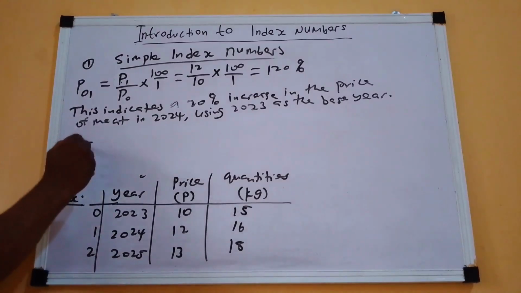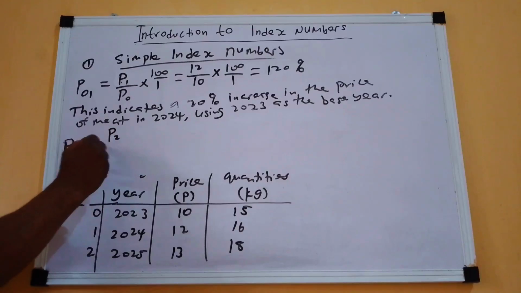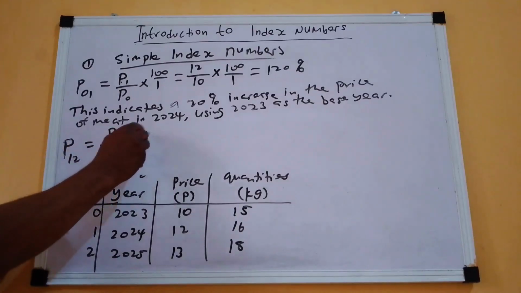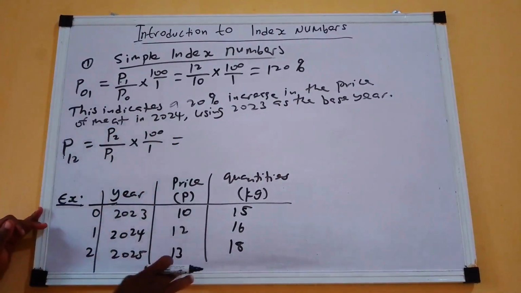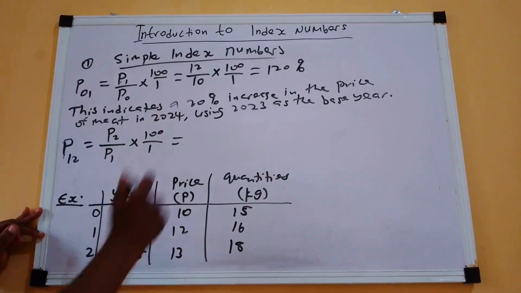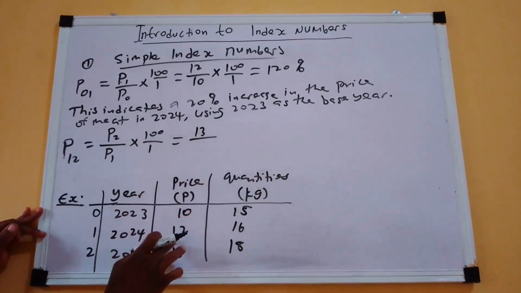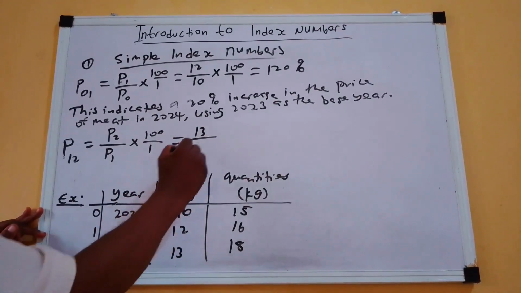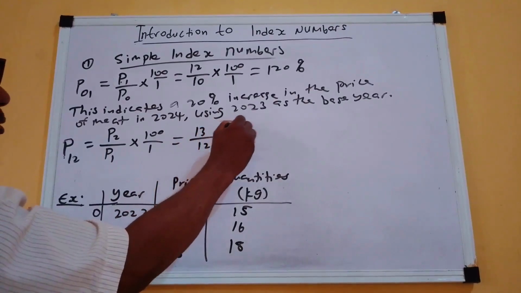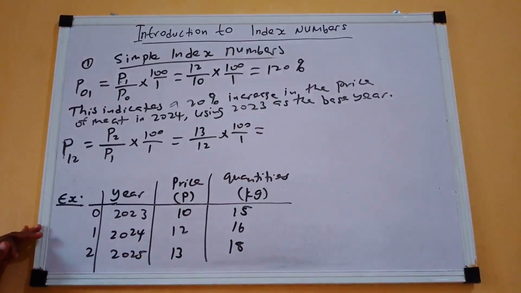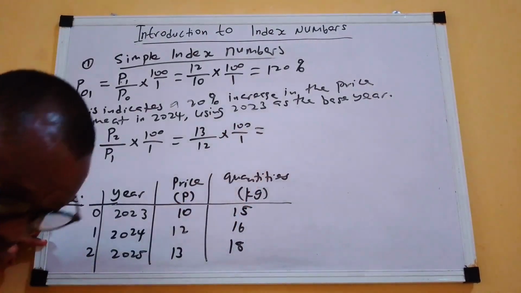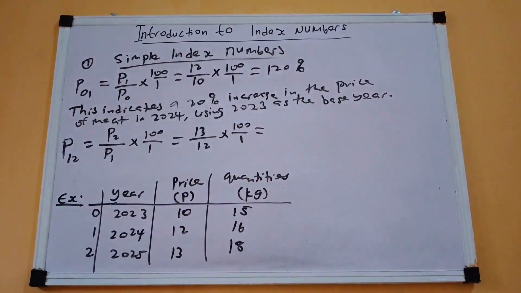So this will be equal to P2 all over P1 times 100 all over 1. Our P2 is 13, the price for 2025, all over 12, the price for 2024, then times 100 all over 1. Doing this simple arithmetic, you are going to have 108.3%.